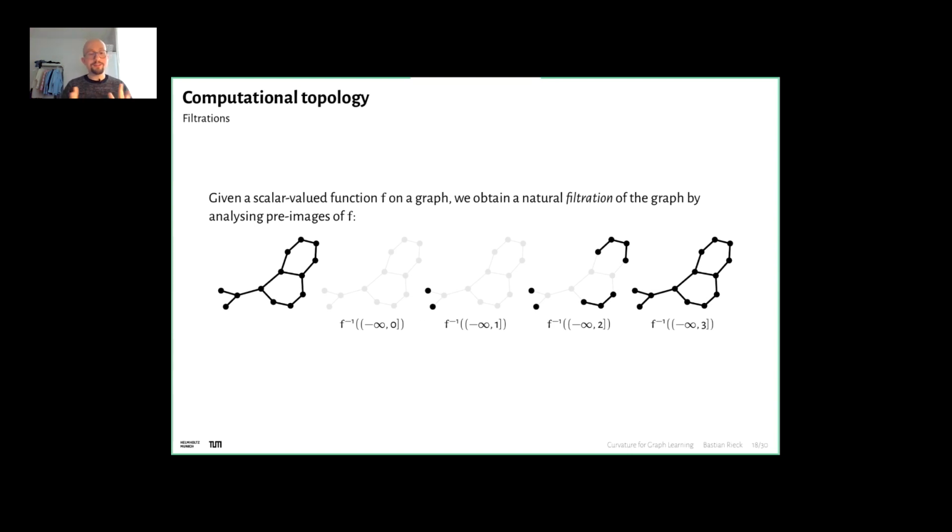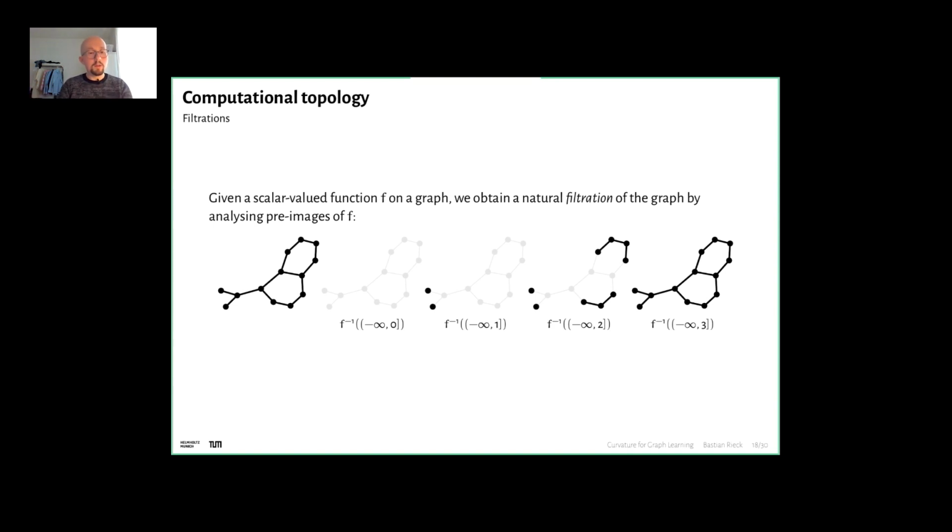Now, what is actually a filtration? So let me at least give you a brief overview of what it is that we're doing. A filtration of a graph uses a scalar valued function on the graph. It can be defined either on the nodes or on the edges or in both. In our case, it will be an edge-based filtration, but we can make this work. We then obtain a natural filtration of the graph, that is a sequence of nested subgraphs, by analyzing, for instance, the pre-images of F. This is also known as a sub-level set filtration, because we increase our threshold from a very low threshold to a very high threshold.